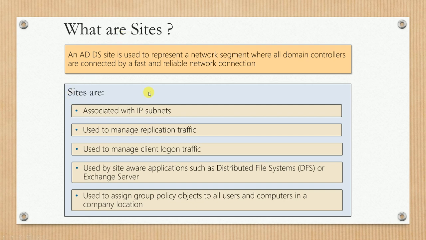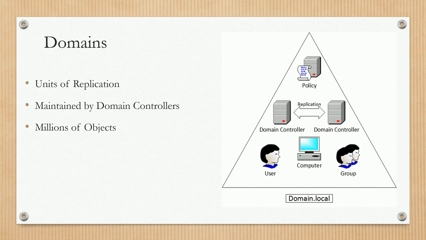Sites are associated with IP subnets and are used to manage replication traffic. They are used to manage client logon traffic. They are used by site-aware applications such as the Distributed File System, that's DFS, or Exchange Server. They are also used to assign a group policy object to all users and computers in a company location. So that's called sites.